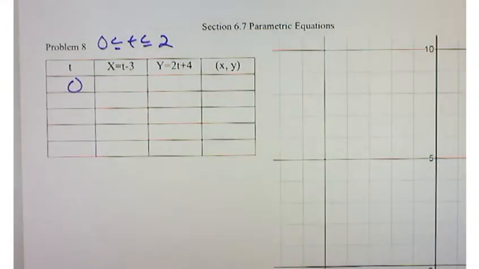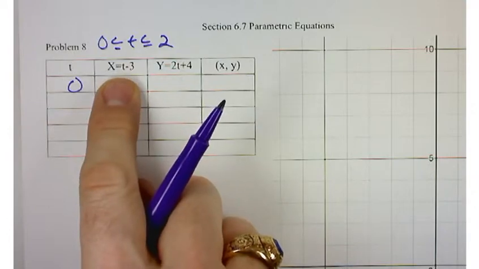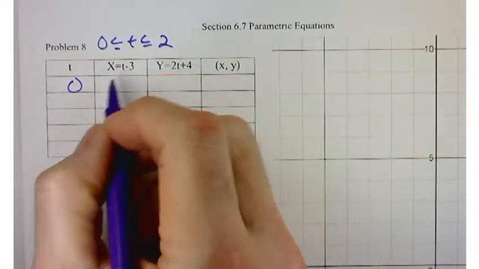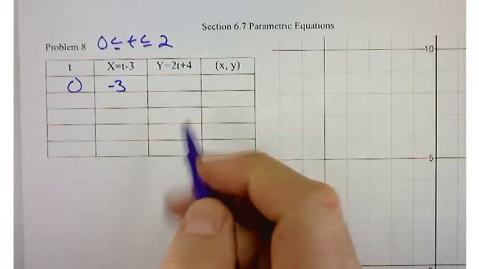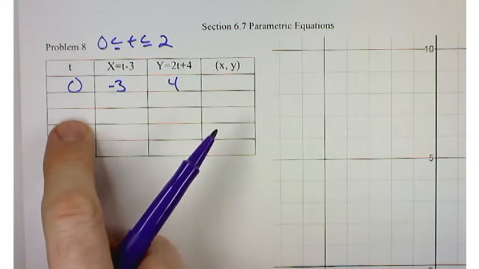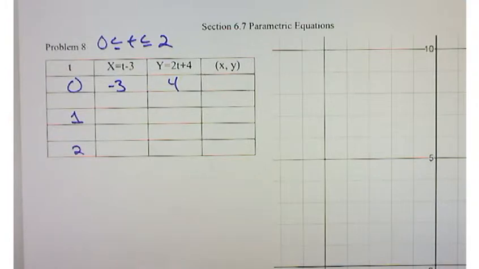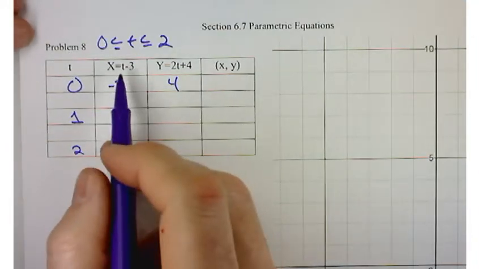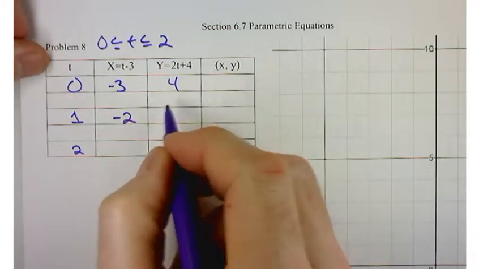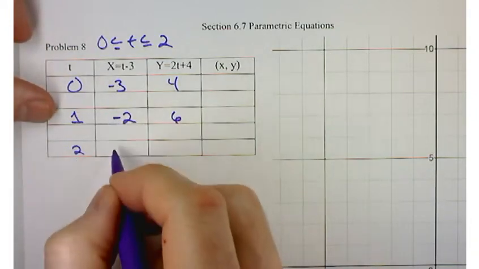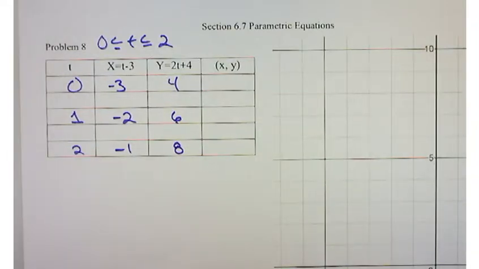Now, in addition to the book telling you that t varies between 0 and 2, they also tell you that x equals t minus 3. So what would that mean? Well, 0 minus 3 would be negative 3. How about for y? What would y equal? Y would equal 4. Good. Now let's skip a spot and come down here to 1 and then down here to 2. We can fill in the numbers in between if we get really motivated, but let's just stick with the easy ones right now. If t equals 1, what's the value I get for x? Good. Negative 2, 6, and finally down here, negative 1 and 8. Thank you.